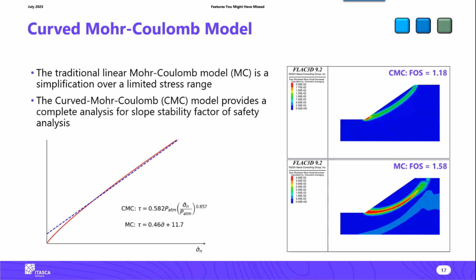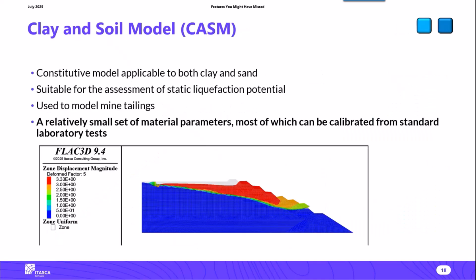And what we see here is that the Mohr-Coulomb model, in this case for a slope, tends to overestimate the factor of safety, whereas with the curved Mohr-Coulomb model, we feel we're getting a more accurate representation of the behavior of the material and therefore of what the actual factor of safety is. So we see a significant difference between 1.58 and 1.18 in this case.